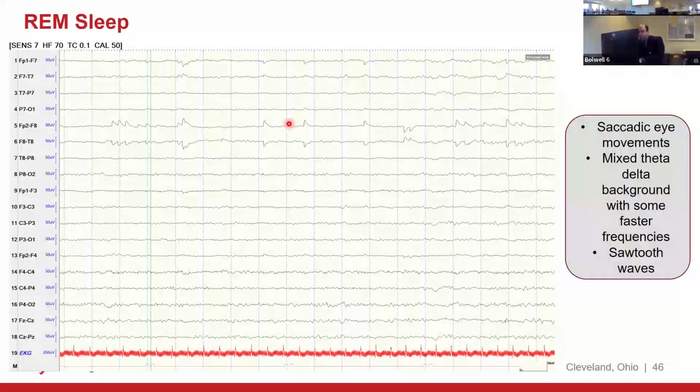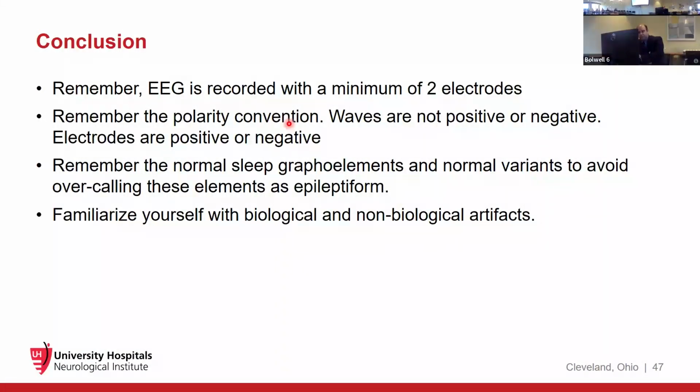Okay, so that was a whirlwind tour, basics of EEG. There's a few points I want you to remember. Remember, EEG is recorded with a minimum of 2 electrodes. You cannot record EEG from 1 electrode. You have to have 2 electrodes. You cannot record absolute electrical potential. You will always record an electrical potential difference.